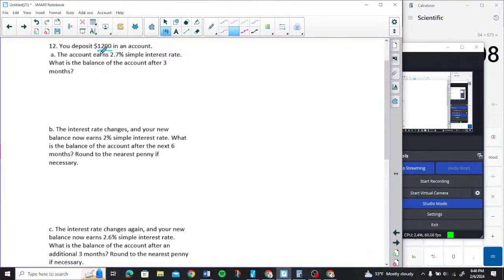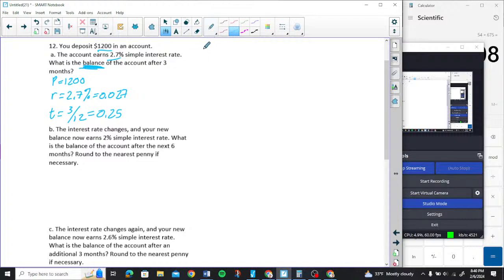Okay, you deposit $1,200. That's principal. The account earns 2.7% simple interest. So that's a percent, so that's 0.027. And we want 3 months. So 3 months is a quarter of a year. And we want to know what's the balance.